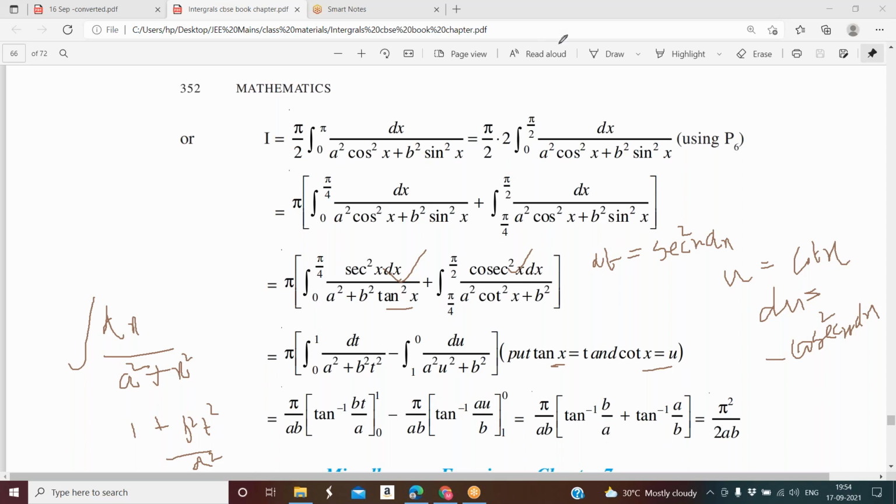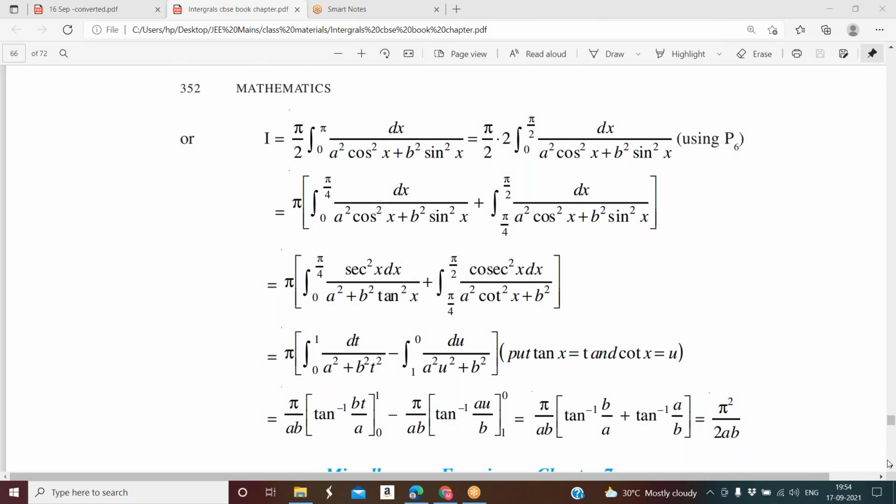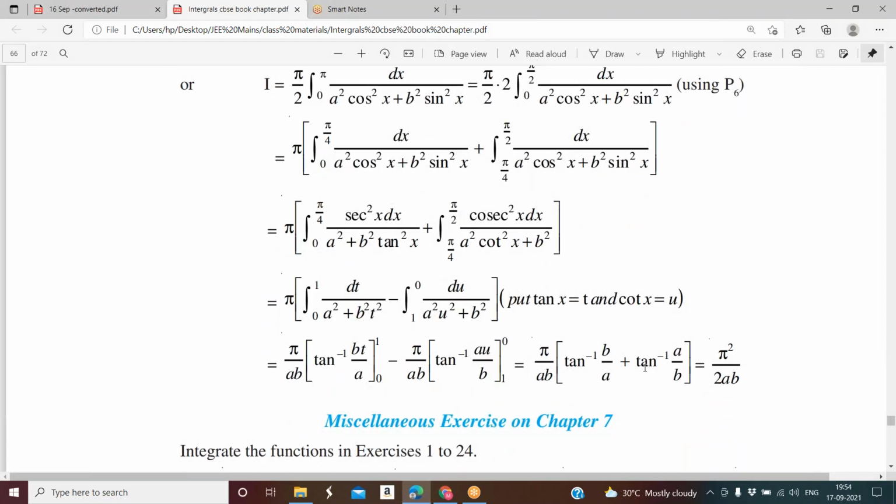You simplify, then you will get tan inverse b by a plus tan inverse a by b, multiplied by pi by ab. How does it become pi? Tan inverse b by a plus tan inverse a by b is pi by 2. That is one of the results. Into pi by ab, so you'll get pi square by 2ab.